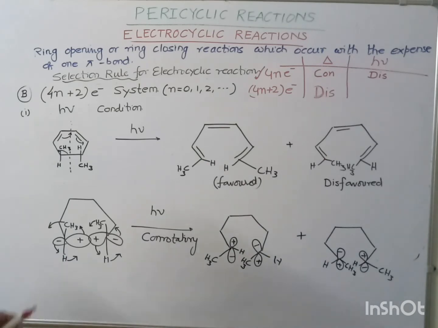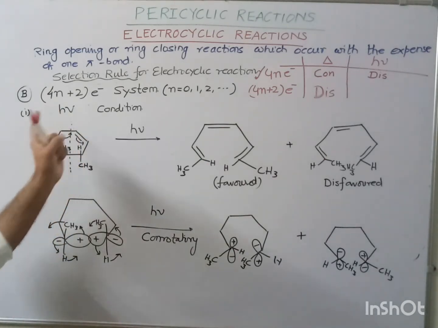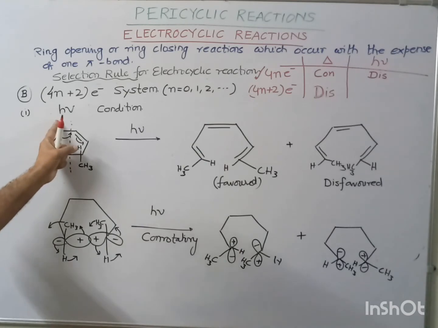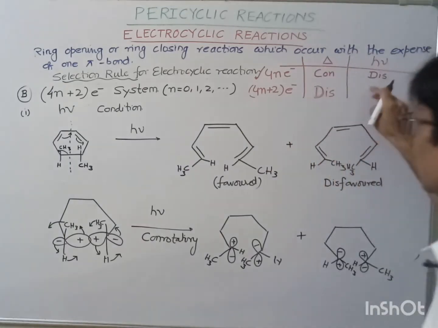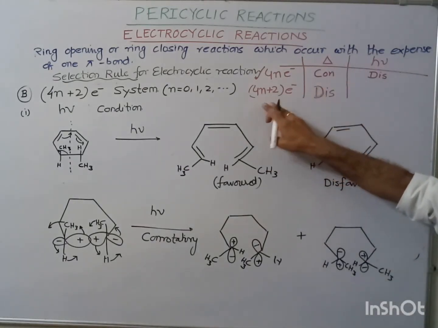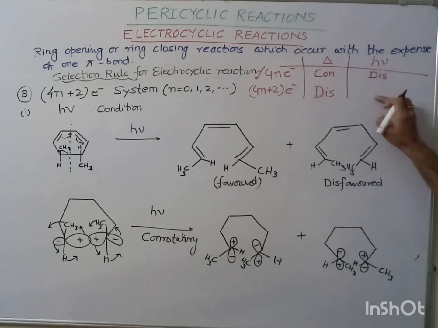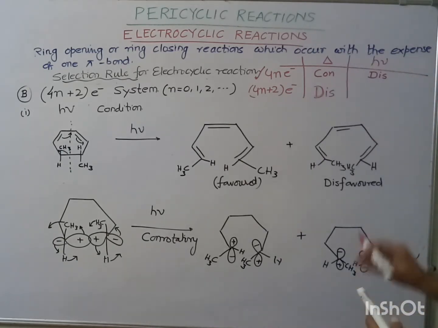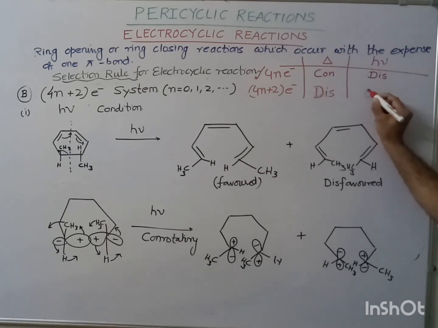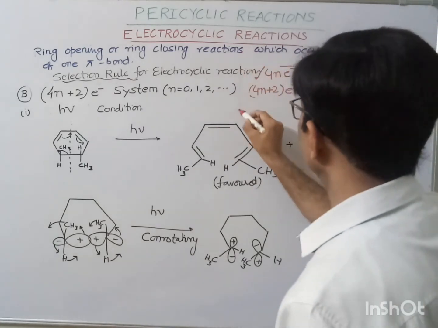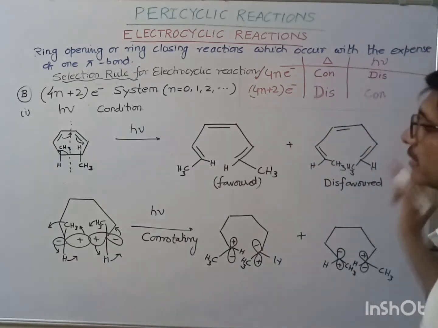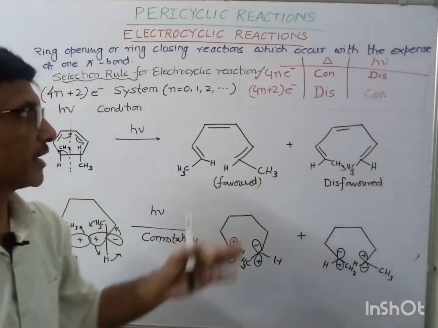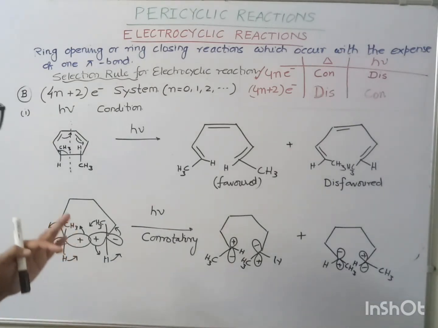So what we have seen is that under photochemical condition, for a 4n plus 2 electron system, the rotation of orbitals would be conrotation. The orbitals will move in a conrotatory manner. This is our rule for the electrocyclic system. We should remember this rule for the electrocyclic system when we solve problems.